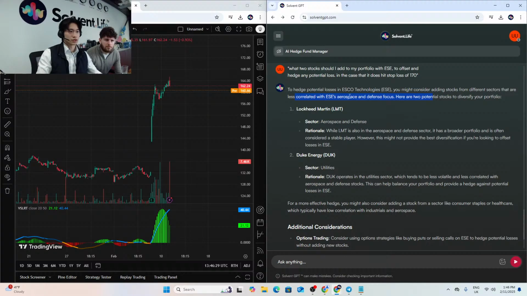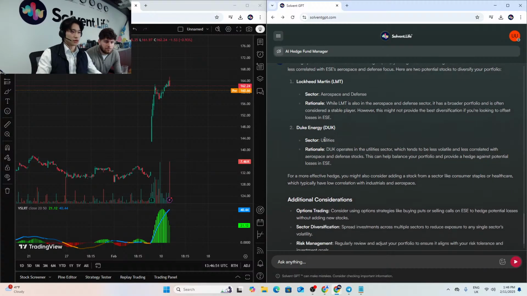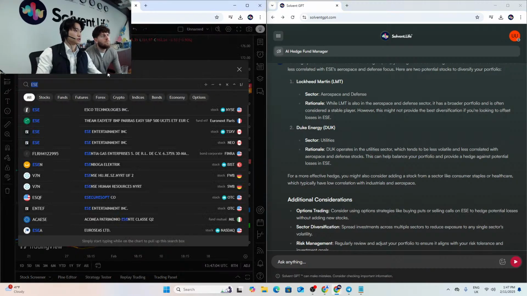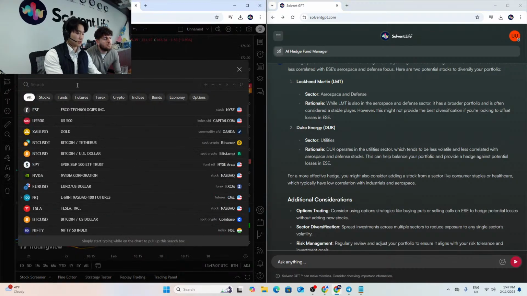Yeah, so it's tapping into correlation with ESE's aerospace defense focus. And here we have Lockheed Martin, aerospace and defense. It says that it has a broader portfolio and is often considered a more stable player. Okay, so we'll have a look at that one after we look at these 2. So Duke Energy as well is in utilities, and it's less volatile and less correlated with aerospace. So it's given us, by correlation and by stability, how to diversify this daily trade. So let's look at LMT.